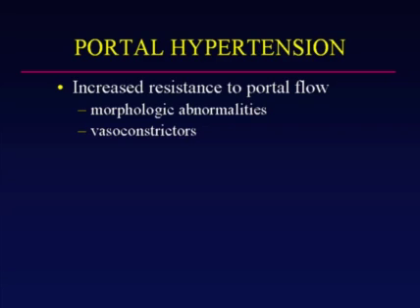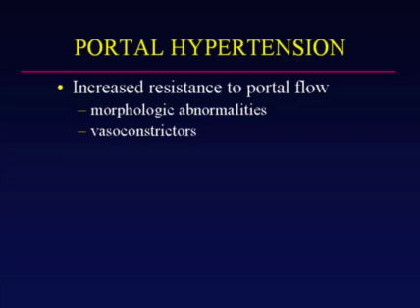Basically, the initial thing is that they get increased resistance to portal flow in the liver. And this can be due to morphologic abnormalities, changes in the hepatic anatomy that causes obstruction to portal flow. And sometimes the body secretes vasoconstrictors into the bloodstream, which cause constriction of the portal vessels, and that also increases resistance to portal flow.